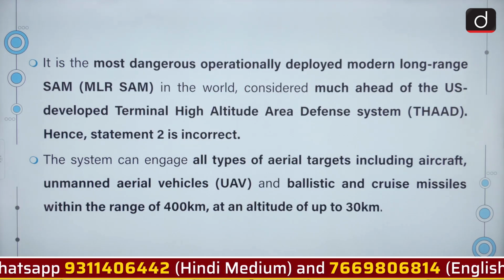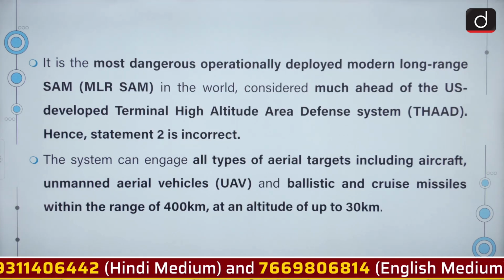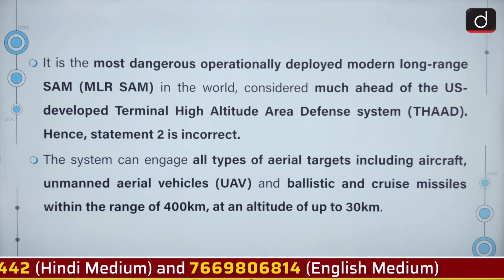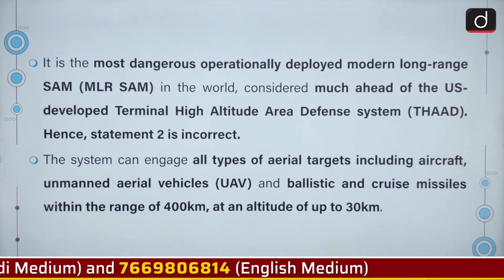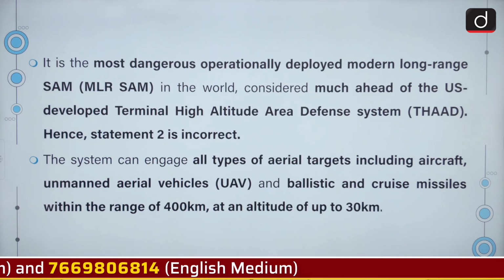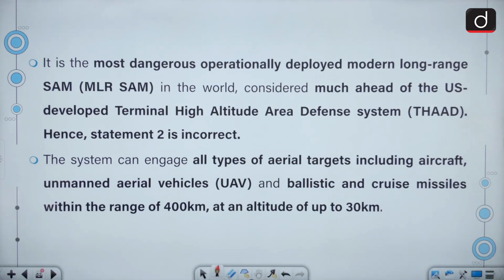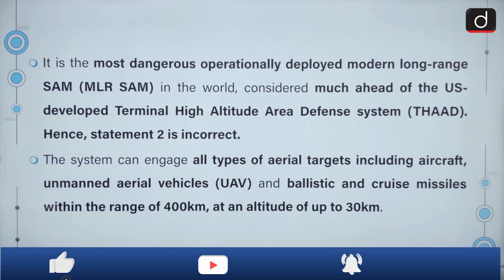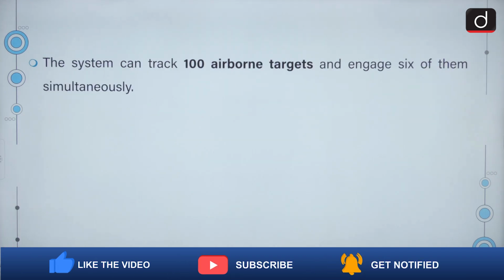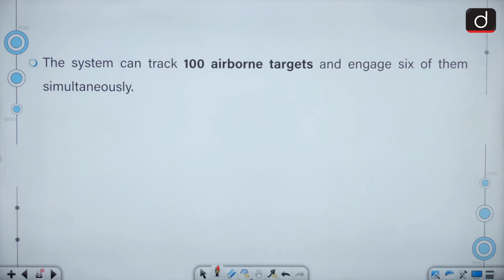It is the most dangerous operationally deployed modern long-range SAM in the world, considered much ahead of the THAAD. The system can engage all types of aerial targets, including aircraft, unmanned aerial vehicles, and ballistic and cruise missiles within the range of 400 km at an altitude of up to 30 km. The system can track 100 airborne targets and engage 6 of them simultaneously.